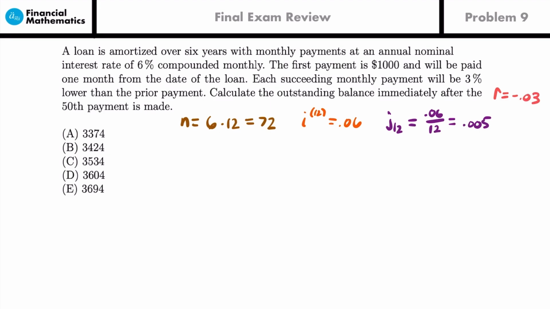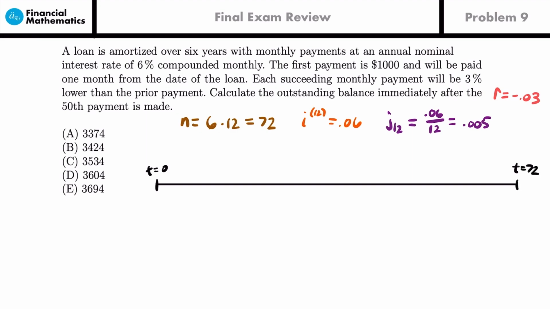Okay, so that's basically everything we know, but now let's draw out a timeline. Let's get a better picture of this loan and its payments. We'll start with time equals 0 and end with time equals 72, right? That's the total number of periods that we're working with. The first payment at time equals 1, we are told that the first payment is going to be paid 1 month from the date of the loan. So the date of the loan would be time 0, meaning the first payment is at time 1. That's just telling us that we're working with an annuity immediate. The payments are being made at the end of every month or the end of every period.